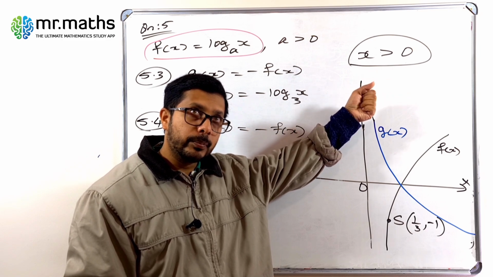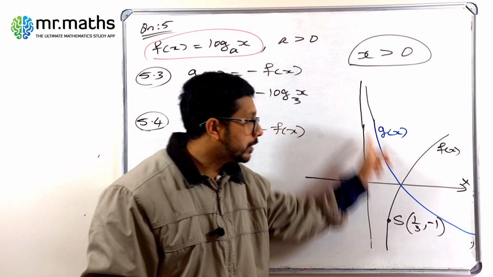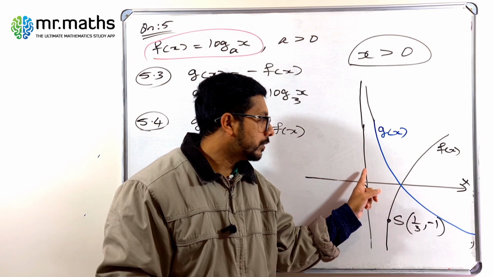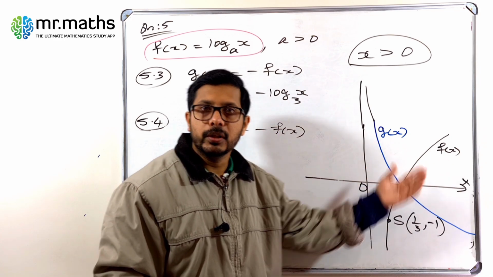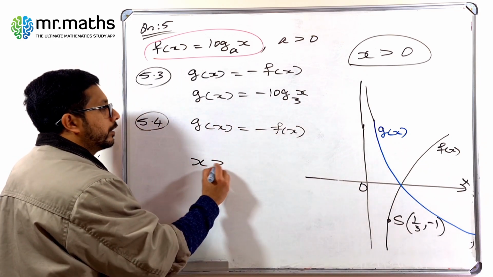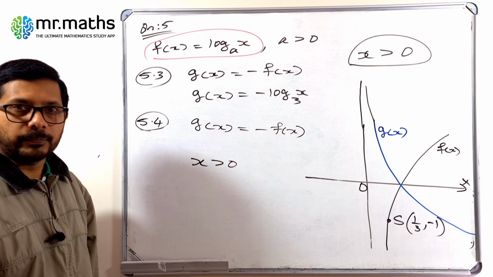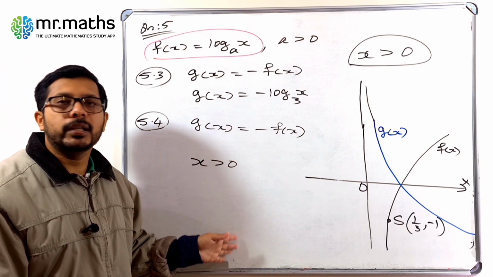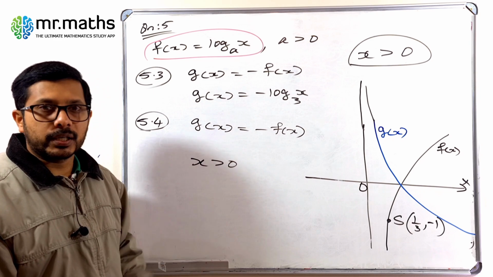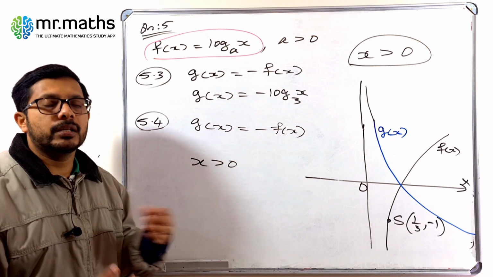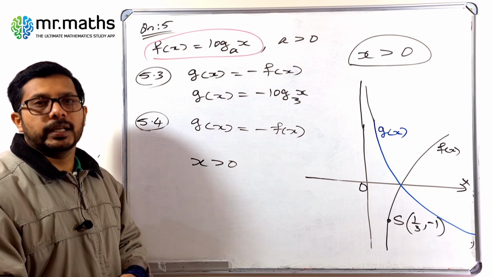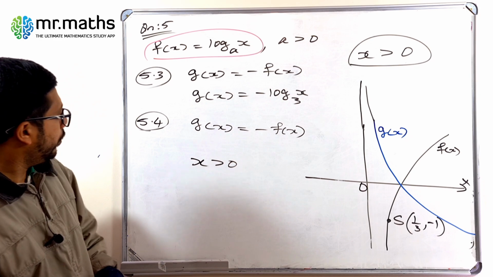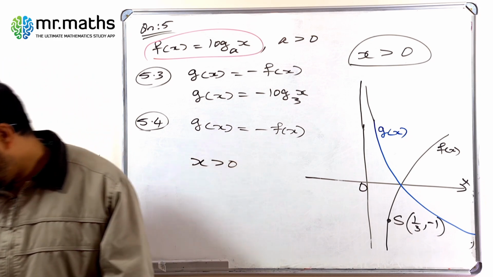If that graph is reflected based on the x-axis, the graph is going to come like this. If the graph is like this, then the domain is x greater than 0. That's all. Then you just write x greater than 0. You don't need to write the one that I wrote. That one I just explained for you to understand why it is reflection based on the x-axis. Anyway, that is question number 5.4.